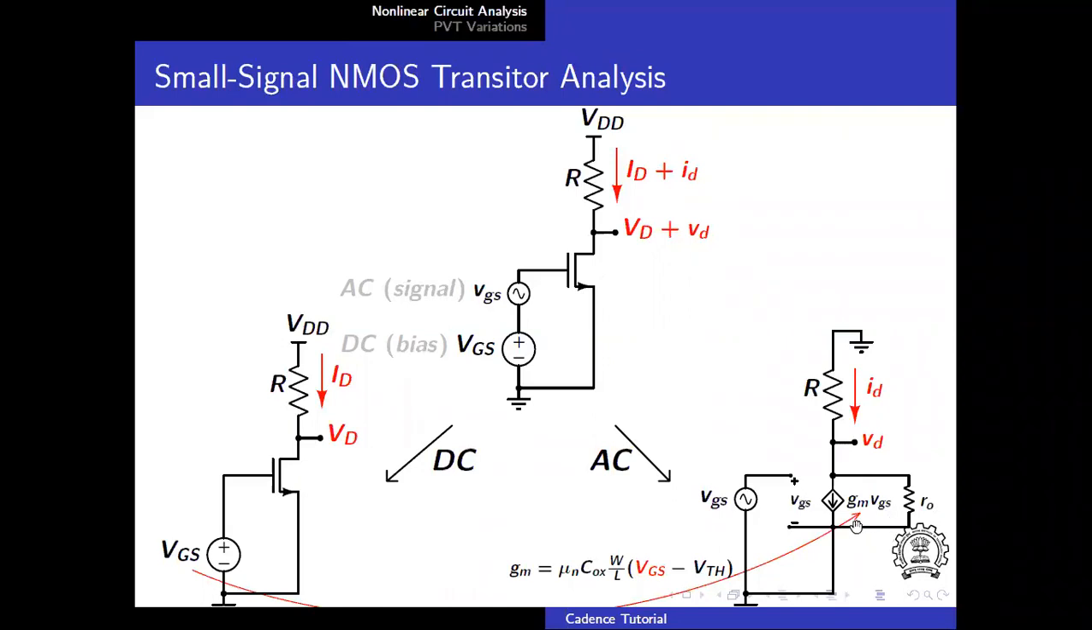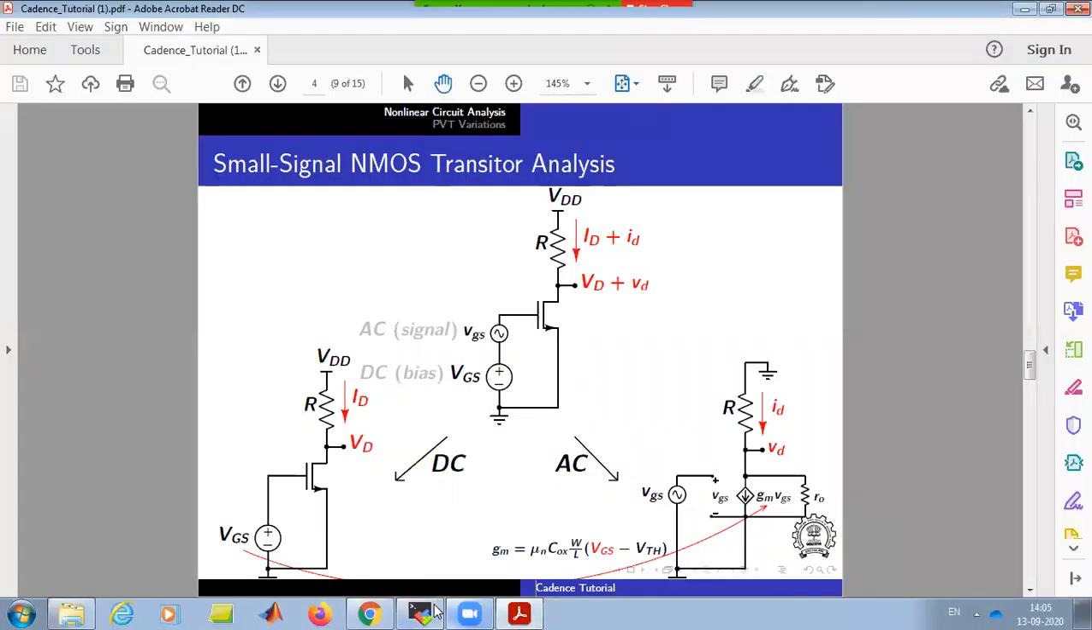These parameters GM and RO are all dependent on the operating point. The GM depends on VGS. So by playing with these parameters, we can set the gain. The gain of this amplifier is GM into R, which we'll see in this simulation, like how we can simulate and what are the ways in which we can find the gain of this amplifier using all three approaches, using DC, AC, and transient. So we'll start.